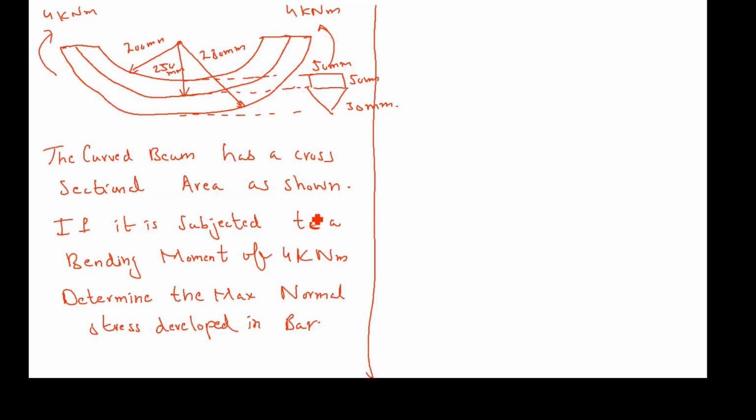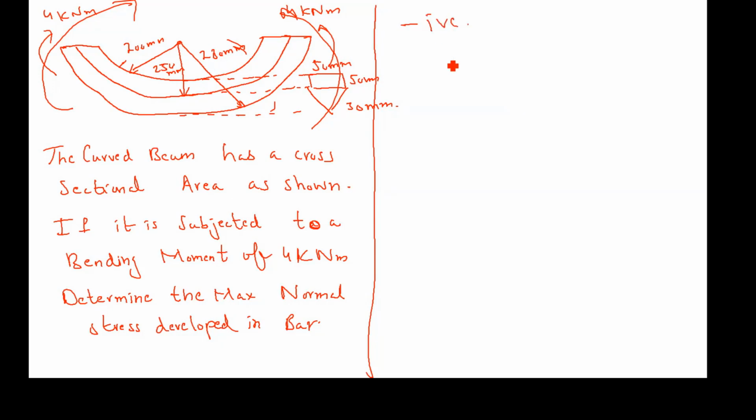Now, since the moment tends to decrease the bar's radius of curvature, this moment is actually trying to decrease the radius of curvature of the bar. The radius of curvature of the bar is decreasing. So here the moment is going to be taken as negative.